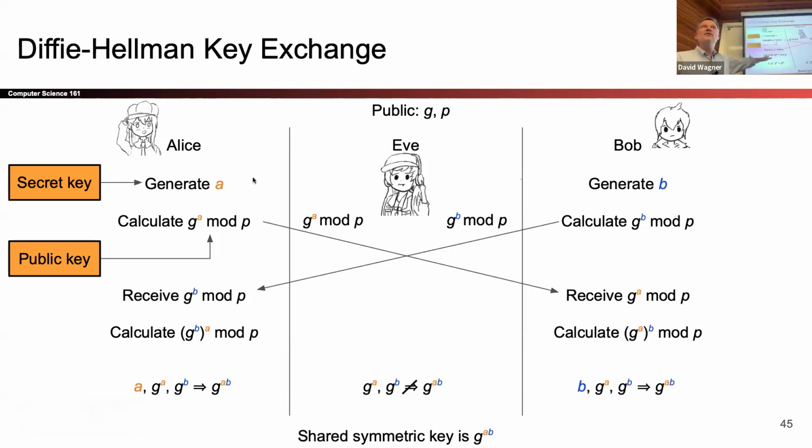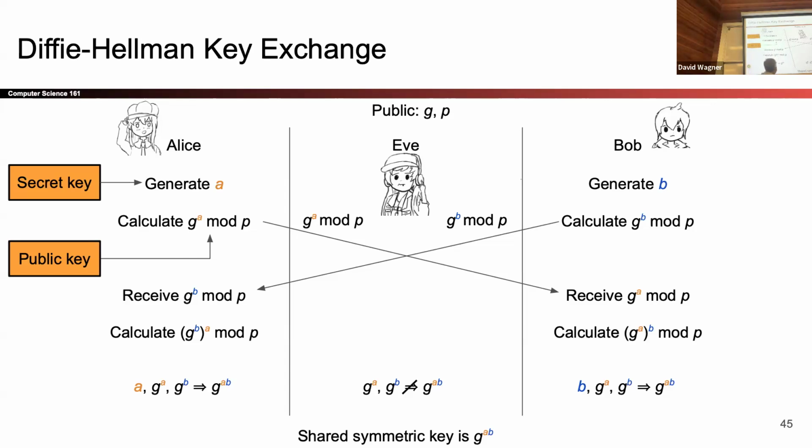So if we look at what each person knows, Alice knows A because she picked it. She can therefore compute G to the A mod P, and she knows G to the B mod P because Bob sent it to her, but she doesn't know B. Bob knows B because he picked it. He knows G to the A mod P because Alice sent it to him, and he knows G to the B mod P because he can compute it from B, but he doesn't know A. And Eve only knows what was sent, but doesn't know A or B.